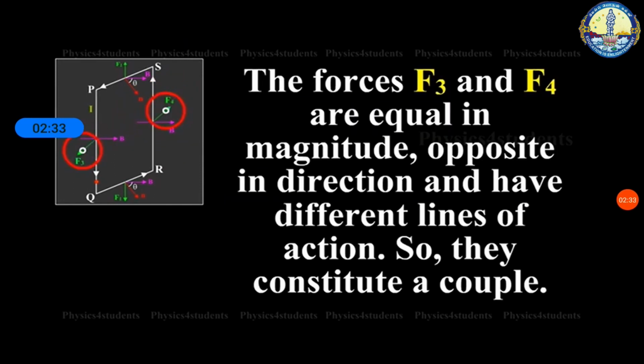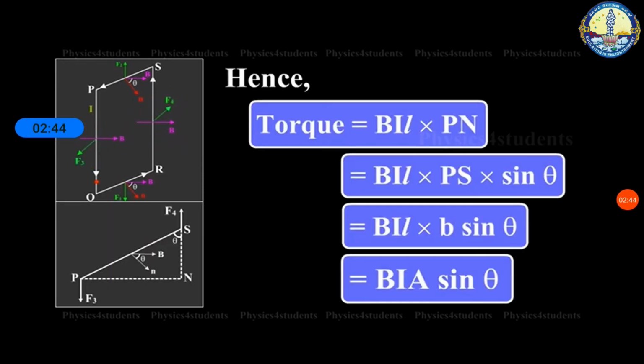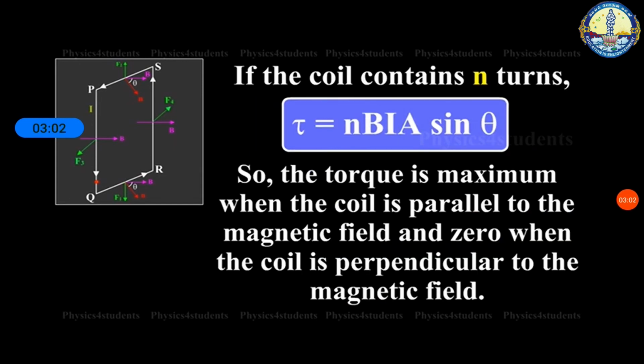The forces F3 and F4 are equal in magnitude, opposite in direction, and have different lines of action. So, they constitute a couple. Hence, torque is equal to BIL into PN, which is equal to BIL into PS into sine theta, which is equal to BIL into B sine theta, which is equal to BIA sine theta. If the coil contains N turns, tau is equal to NBIA sine theta.